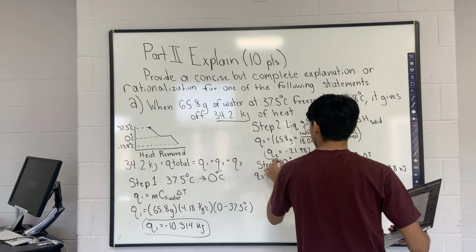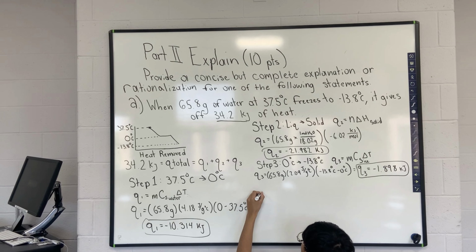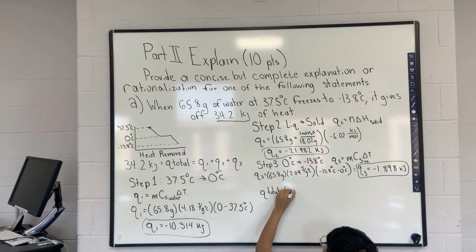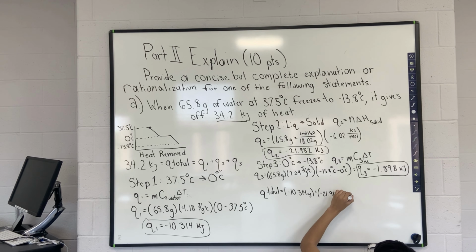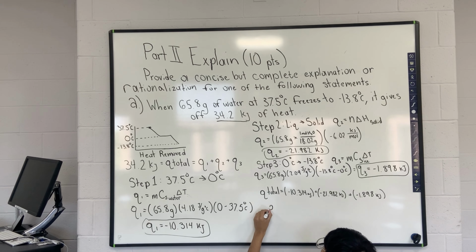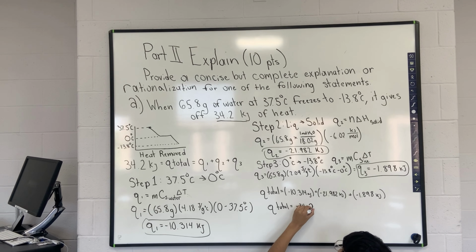I then added up all three of the Qs, which gave me the Q total of negative 34.2 kilojoules, which is exothermic, which is our answer.